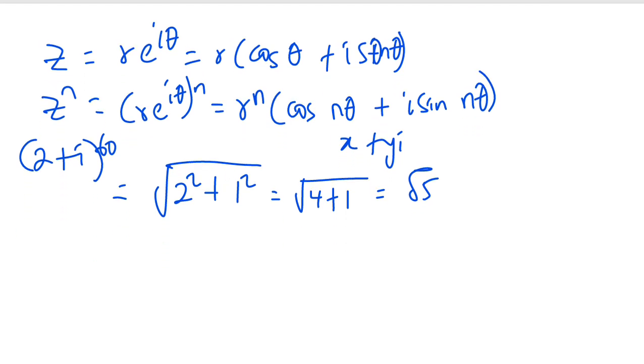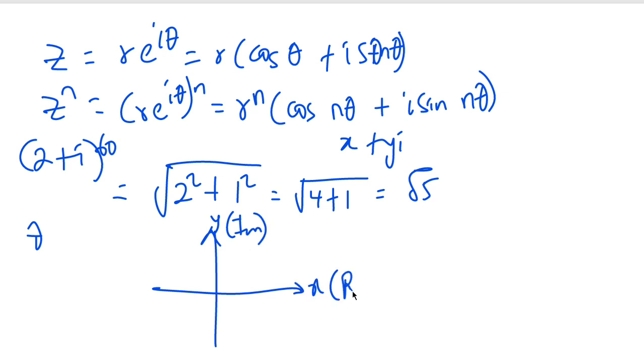Then what's the argument? Remember the argument is the angle between that complex coordinate and the x-axis. So what do you do there? You draw a line. This represents y, which is the imaginary part. This represents x, which is the real part. And then we have 2 + i, right? So here is 2, here is 1. They will meet at a point, so we are looking now for this angle here.